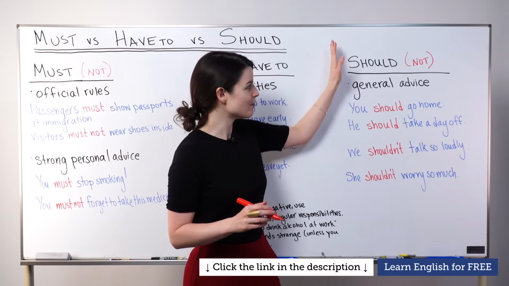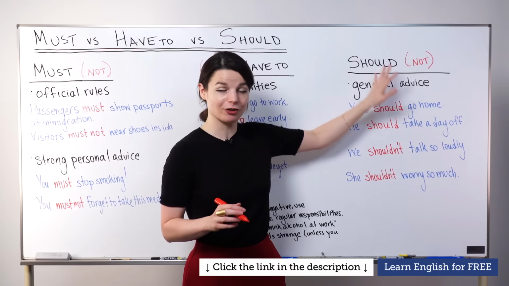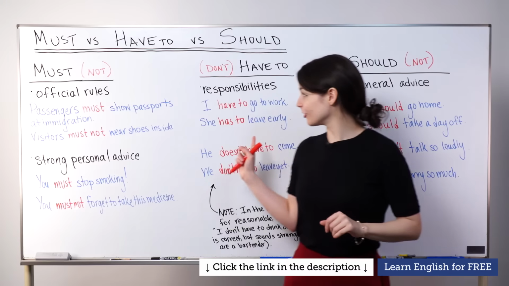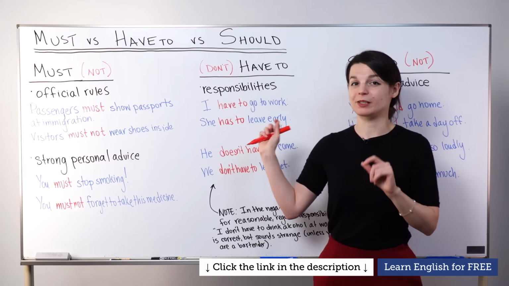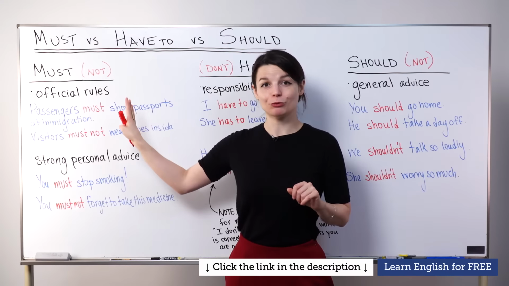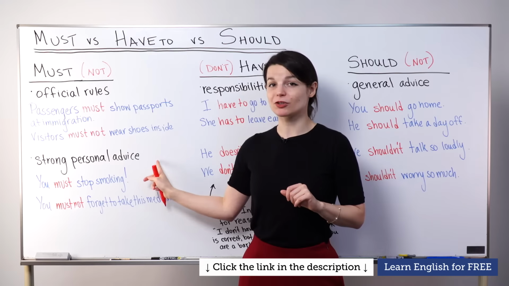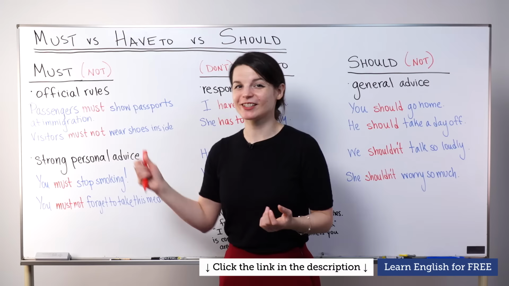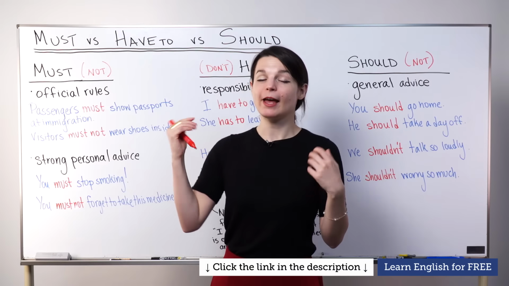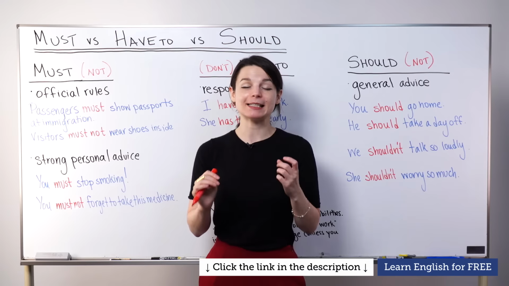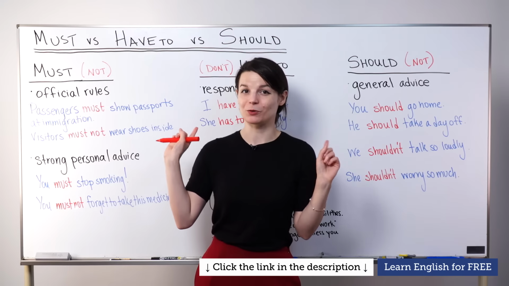So keep this in mind: should and should not for your general everyday advice for recommendations, have to and don't have to for your responsibilities, must and must not for official rules, and for very strong personal advice. So I hope that this introduction to these three expressions helps you understand the differences and the different feelings and situations in which we use these.